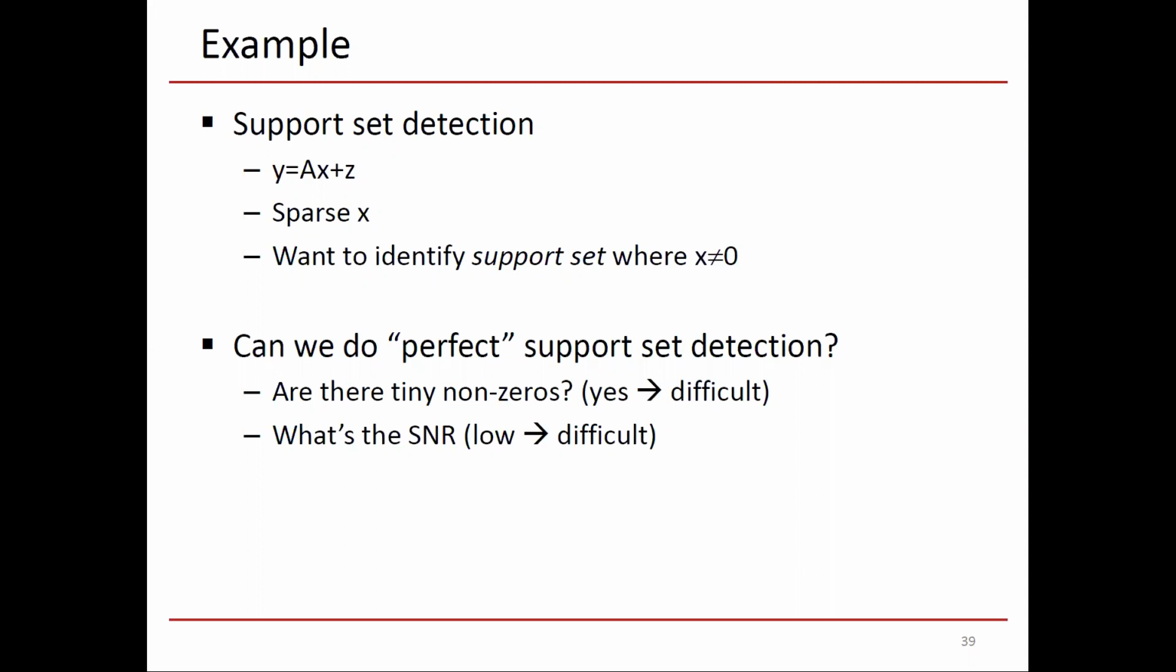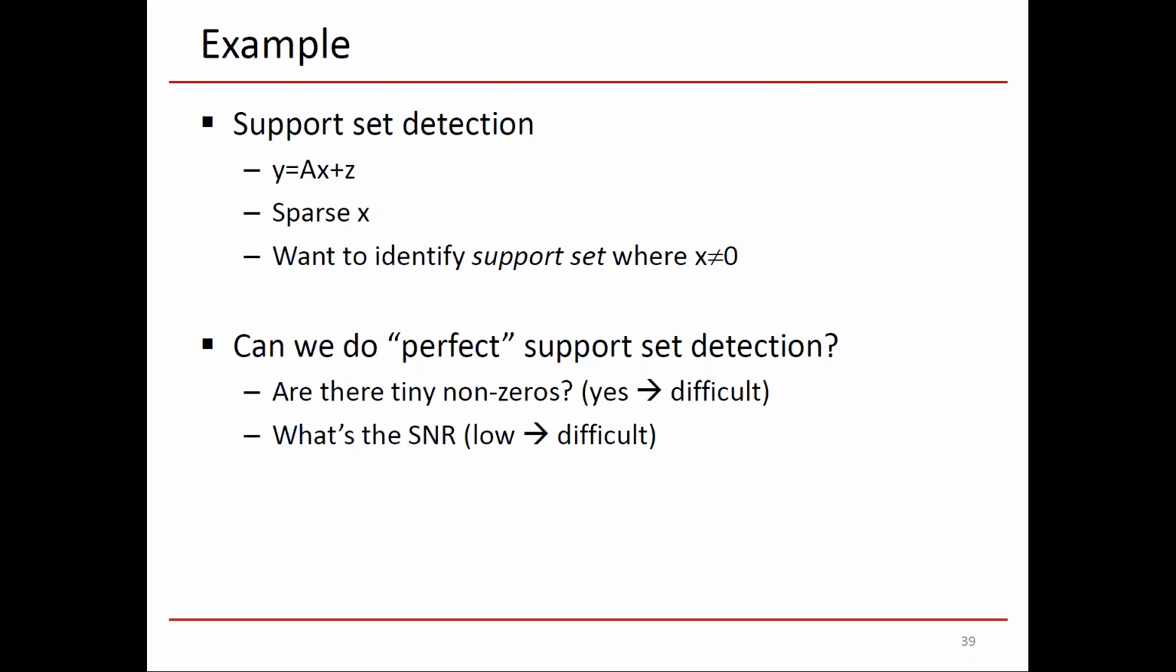Why would we want to do that? For example, in a machine learning application, it could be that we want a simple explanation, and an explanation that has a small number of non-zeros. So in other words, we want to identify a support set where the locations of X are non-zero. So it's the support of the non-zeros of X, and the rest of the locations of X are going to be zeros. And we want the support set to be small.